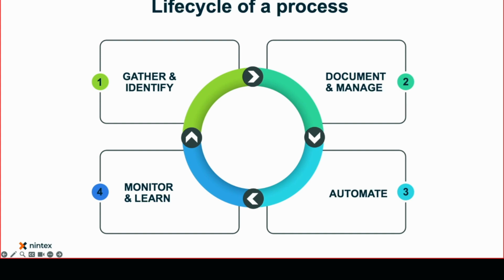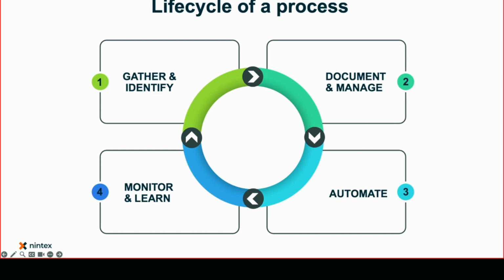If we look at the process lifecycle in terms of automation, we see that we start with gathering and identifying our processes. Then we can document and manage those processes and find some candidates for automation. And through monitoring and learning, we can optimize this cycle. So identifying and understanding our processes is crucial for digital transformation because it serves as a foundation upon which efficient automation and optimization can be built.